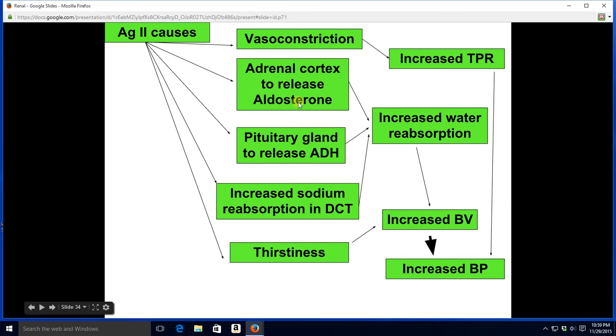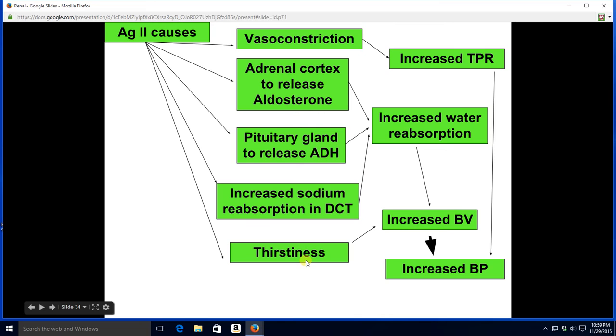All right, meanwhile, angiotensin 2 tells the cortex of the adrenal gland to release aldosterone and tells the posterior pituitary gland to release antidiuretic hormone. Both these guys increase your water reabsorption in your kidney, so getting more water back from filtrate. Meanwhile, angiotensin 2 makes your distal convoluted tubule do more reabsorption of sodium, and osmotically, that's going to cause you to reabsorb more water. Plus, it makes you thirsty.